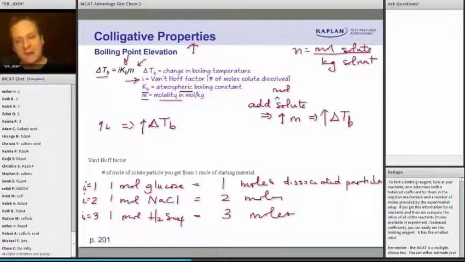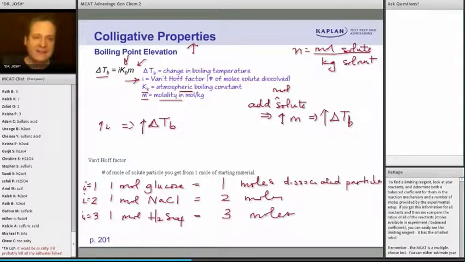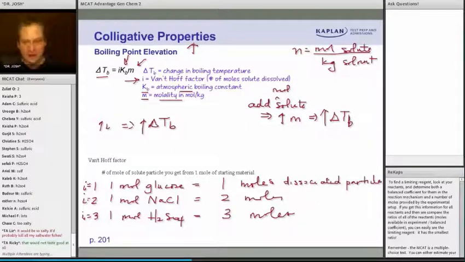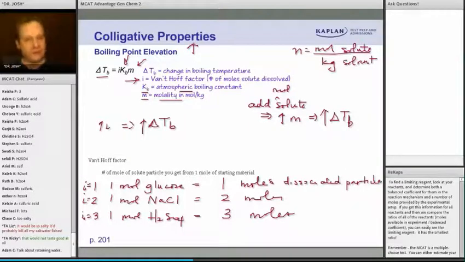And then Kb is just a boiling constant. If we need that constant, guess who gives it to us? That's the MCAT's job. So if you add salt, you lower vapor pressure, which means you have to crank up the heat and make it boil at a hotter temperature. So adding solute increases the boiling point by decreasing the vapor pressure.